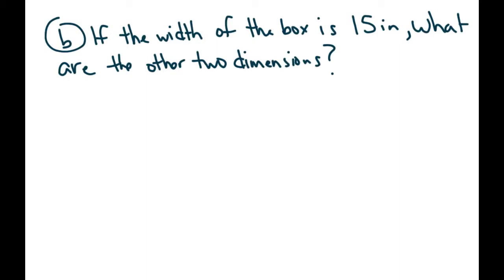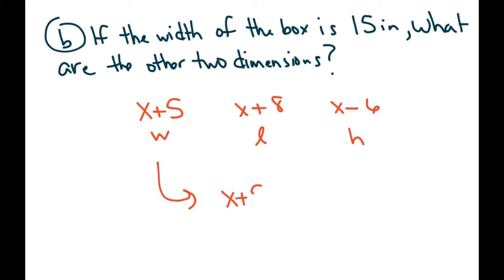In part B, if the width of the box is 15 inches, what are the other two dimensions? Okay, so we had just said a minute ago the width was x plus 5, the length was x plus 8, and the depth was x minus 6, so that's the height. So if the width is 15, x plus 5 is equal to 15, so x must be 10. Well, if x is 10, and we know this is 15, then the length must be 18, and the height must be 4, and they are all in inches.